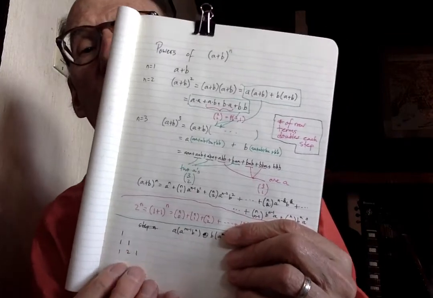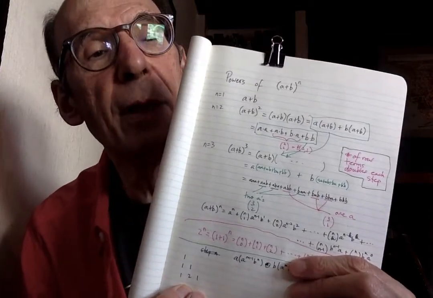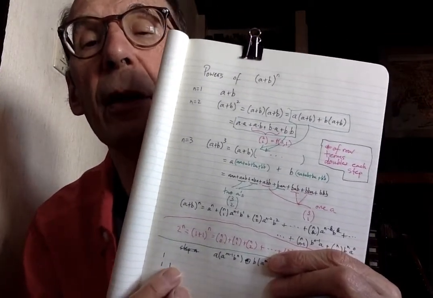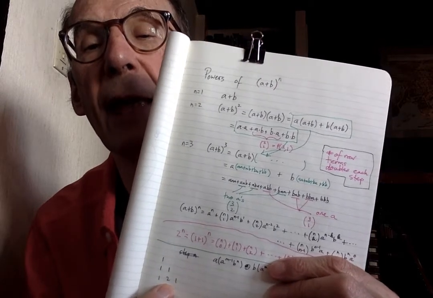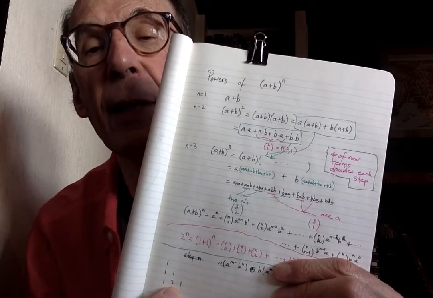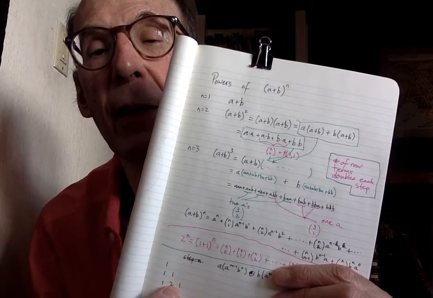Where did this 2 come from? This 2 came from the AB terms. Well, that was a times b or b times a. And so that came from a times the one before or b times the one before. And so I'm going to draw that in this way. When I do a couple more, that pattern will become more obvious.